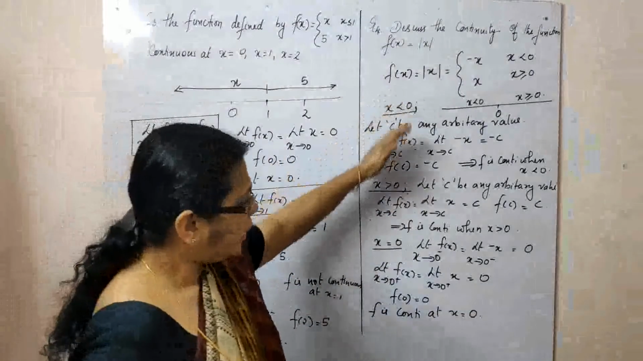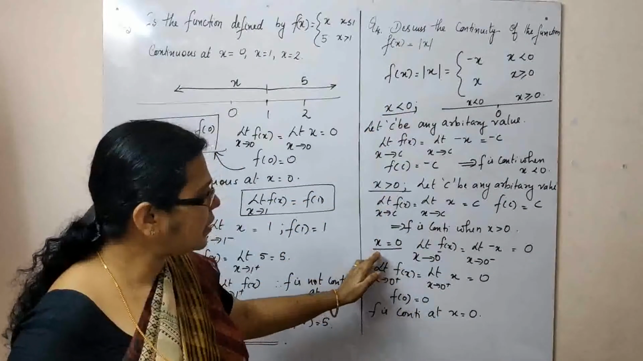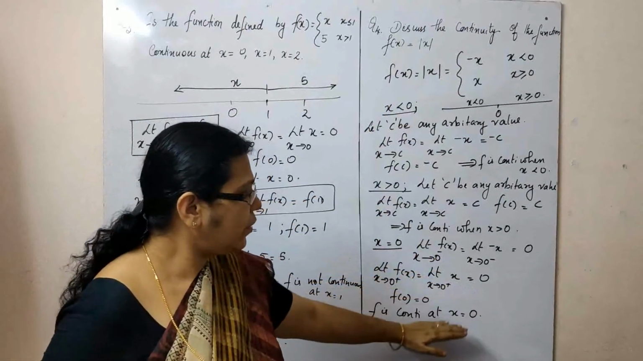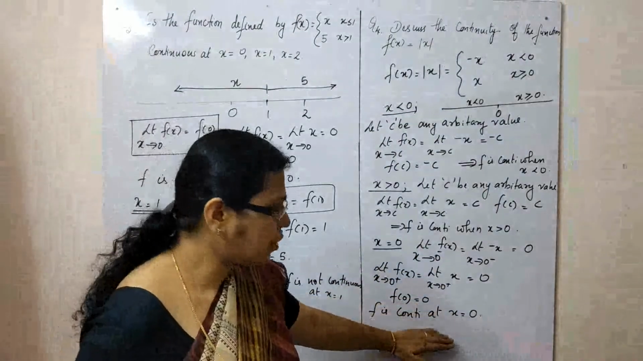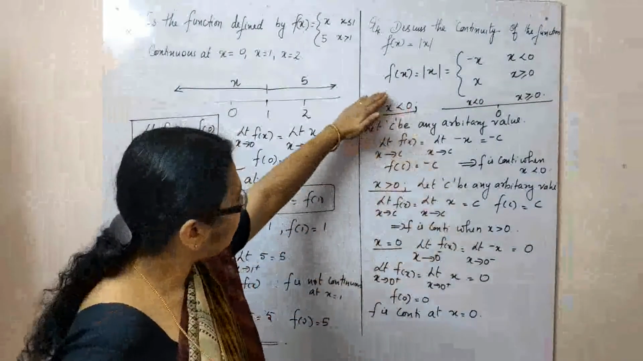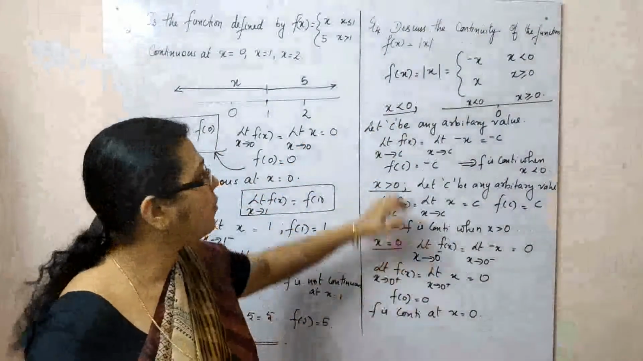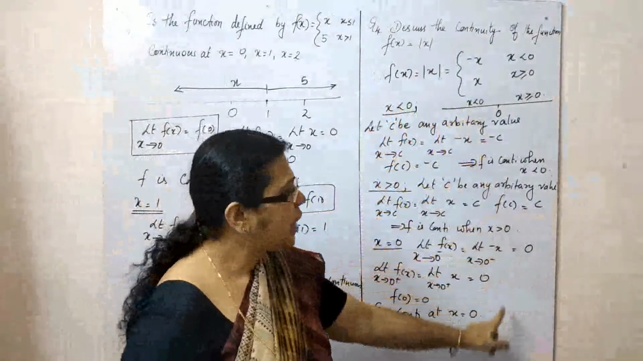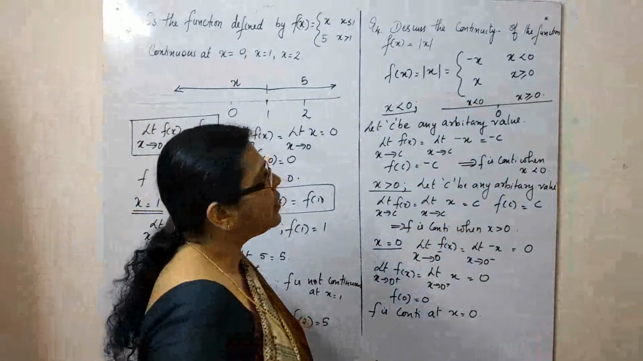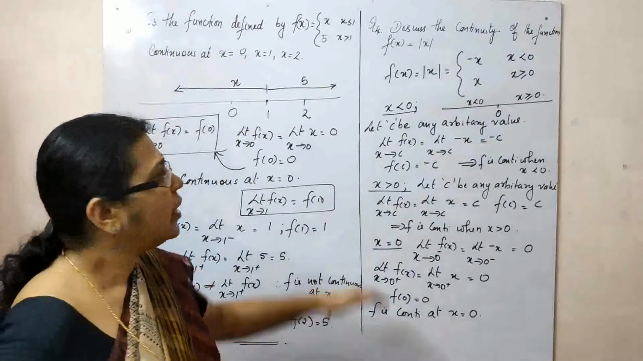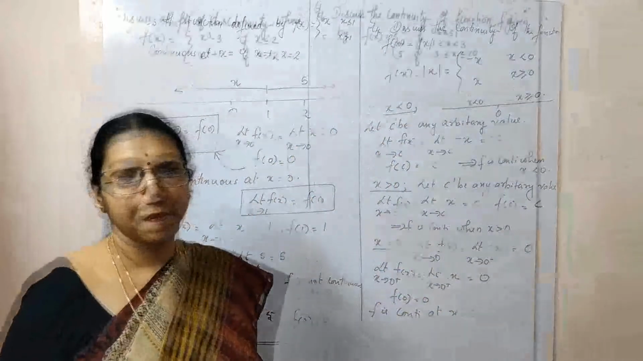So, as the conclusion of this, the left hand limit at x equal to 0 is 0, the right hand limit is 0, and the value at x equal to 0 is also 0. So the function is continuous at x equal to 0. From the beginning to the end, I conclude that the function is continuous. That is, our mod function is continuous everywhere in the set of real numbers, when it is considered as the domain of the function.